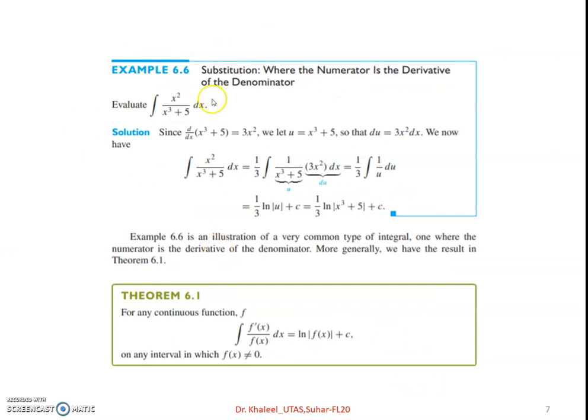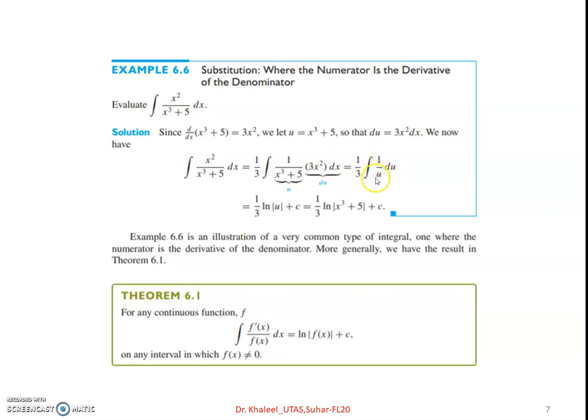Another example, this integration of x square upon x cube plus 5. If you look very carefully, the derivative of x cube plus 5 is 3x square, but I have here x square. So I will add 3 here. Integration of x square upon x cube plus 5 dx is 1 upon 3. I will take this 3 extra here. So I will take u as x cube plus 5. So it is 1 upon u, this whole thing is du, 1 upon 3.